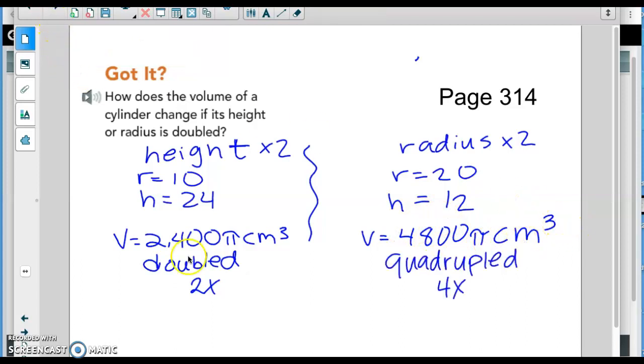So let's compare these two answers. If you double the height, your answer doubles. However, if you double the radius, your final answer does what? It just got quadrupled. It just got 4 times bigger. And 4 times bigger than what? Remember that our original up above this was 1200 pi centimeters cubed. So we have 2400 for doubled height, and we have 4800 quadrupled for doubled radius.